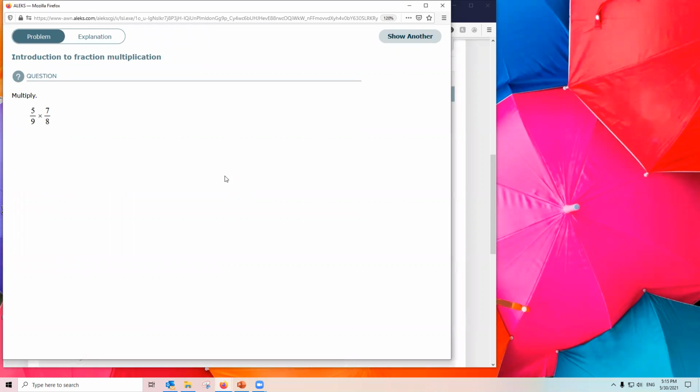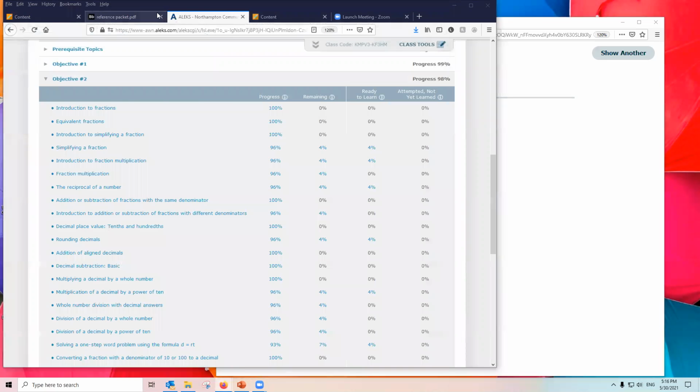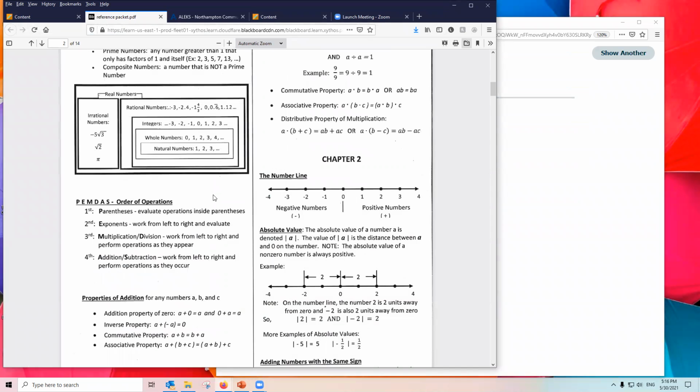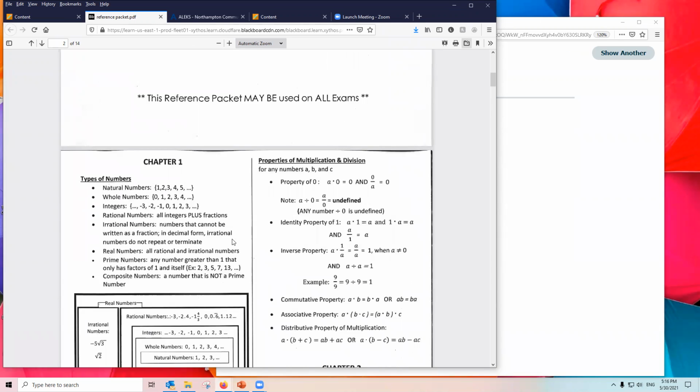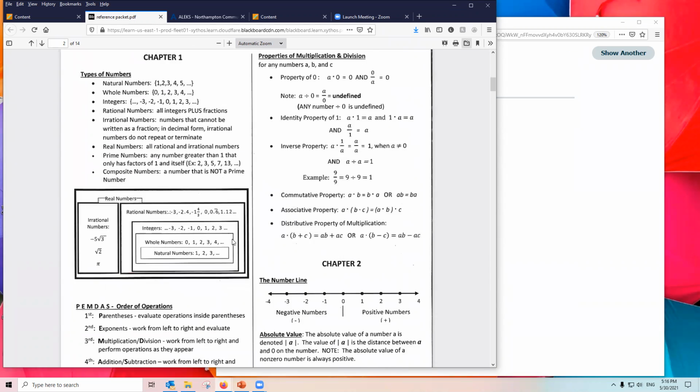Let's come here to fraction multiplication. So if you go to the reference packet, let me go over to the reference packet. Remember, this reference packet is available. It's posted in Blackboard. I'm also going to email a copy to everyone so you can have a copy. Please print this out. This way you can have it handy for working on any of the knowledge checks. Any work you do in our course, you can use these reference sheets anytime you would like.